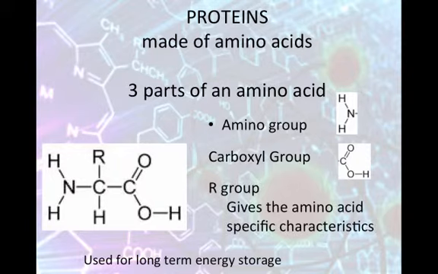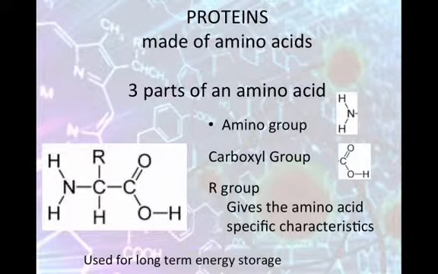All amino acids have an amino group, which is a nitrogen bonded to 2 hydrogens, a carboxyl group, which is a carbon bonded to an oxygen and to an OH, and the R group is going to vary in each of the amino acids, and that's going to give the amino acids their specific characteristics.